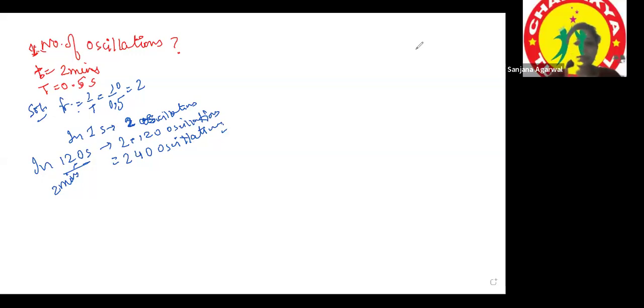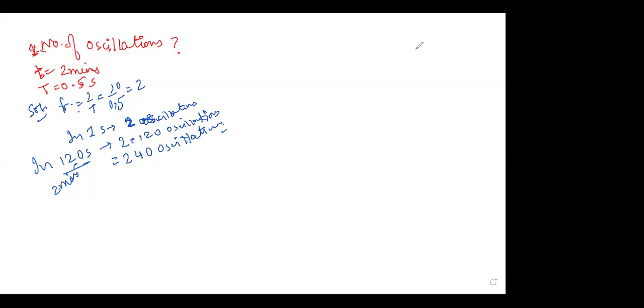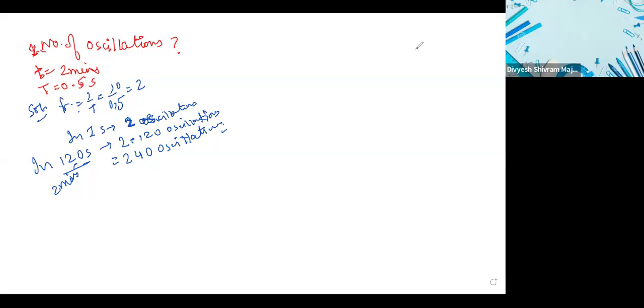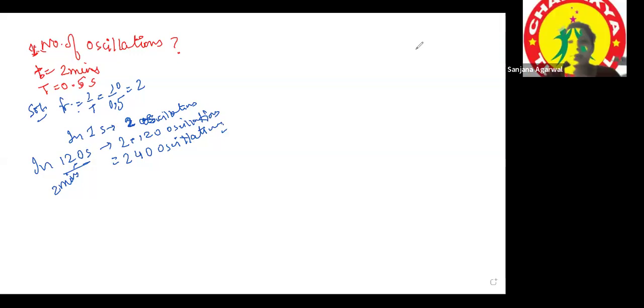Let's move to the next question. Shall we move to the next question? Yes, ma'am. A simple pendulum takes 20 seconds to complete 12 oscillations. Calculate its time period and what type of motion the pendulum undergoes.